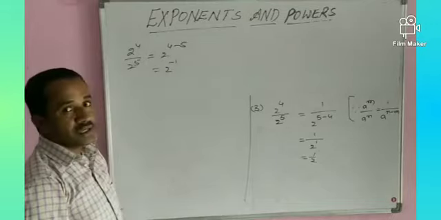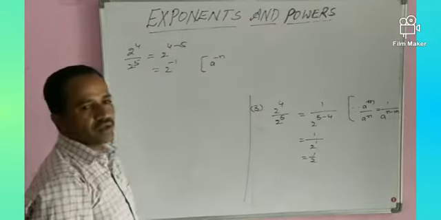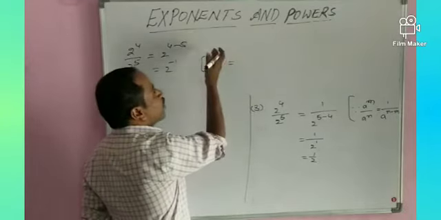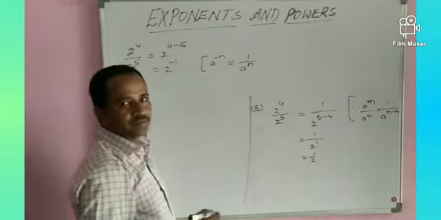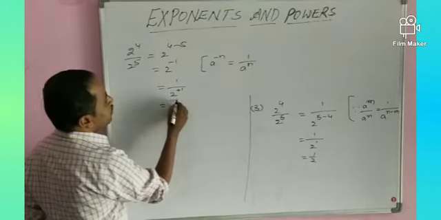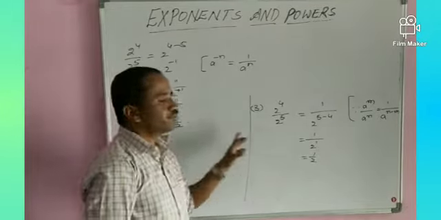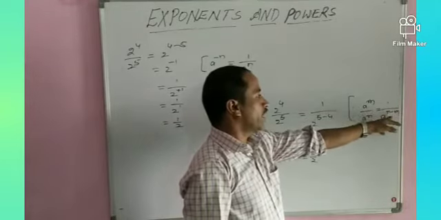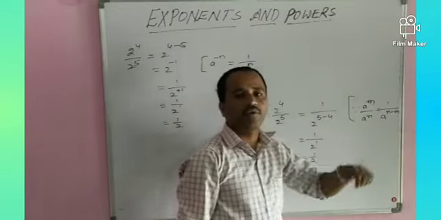Then 2 power minus 1 is in the form of a power minus n. What is the answer? A power minus n can be written as 1 by a power n, it gets reciprocal. So it can also be written as 1 by 2 power plus 1. Plus 1 becomes only 1. So we get 1 by 2. We get the same answer. Here we have to apply a power m by a power n equals 1 by a power n minus m when n is greater than m value.